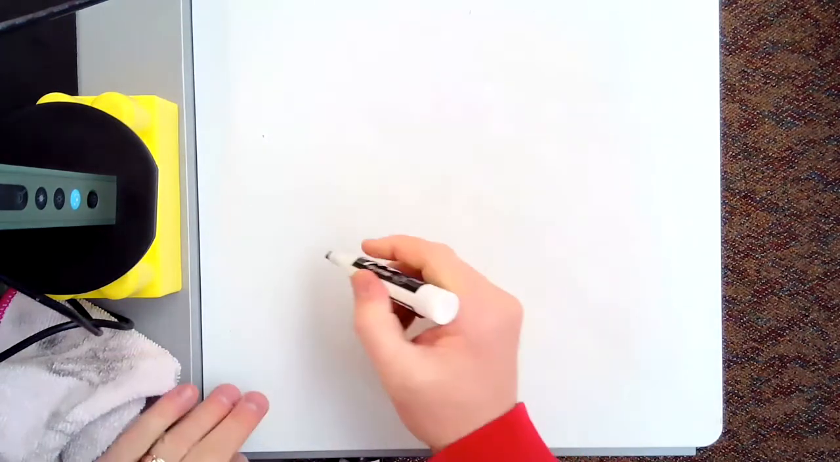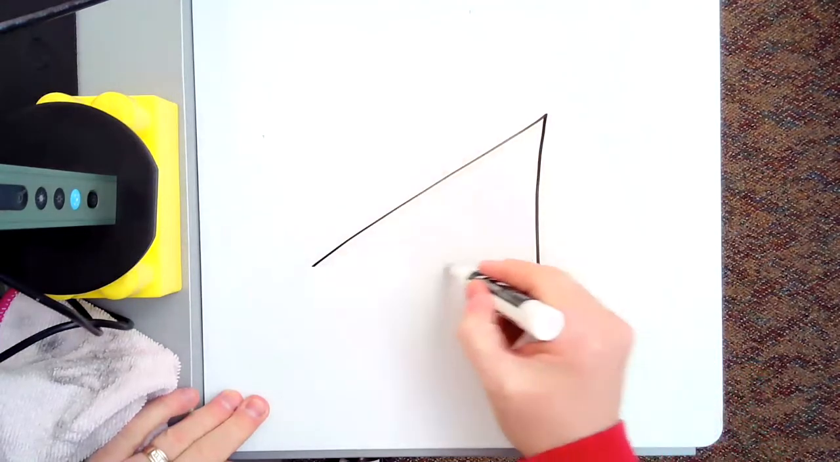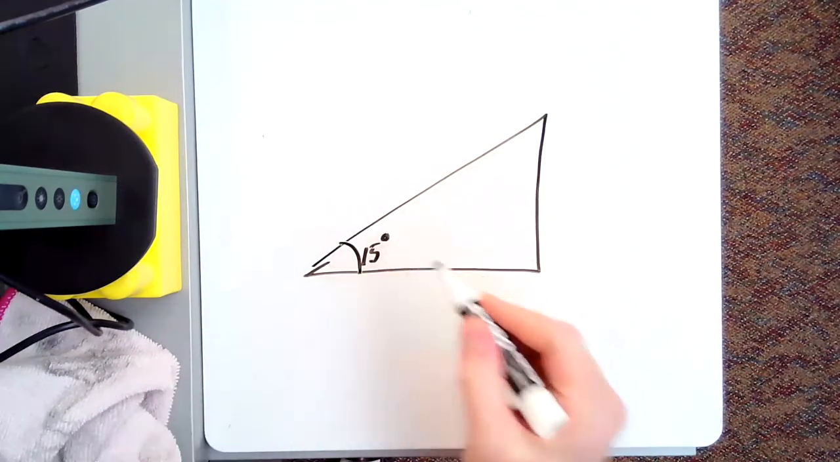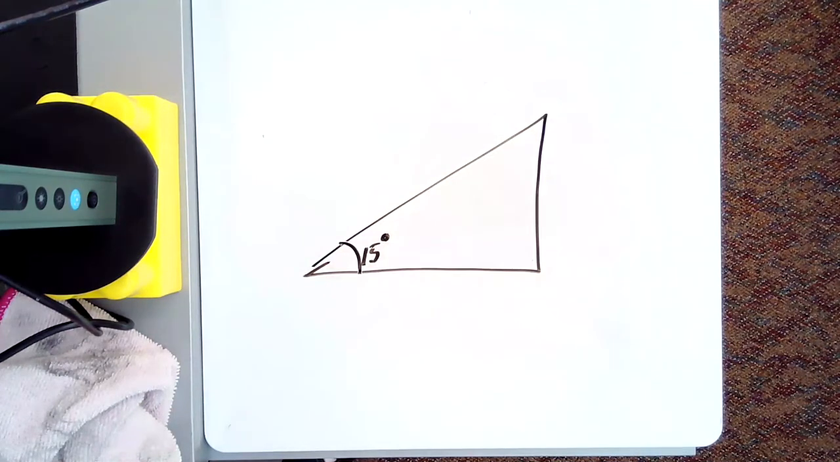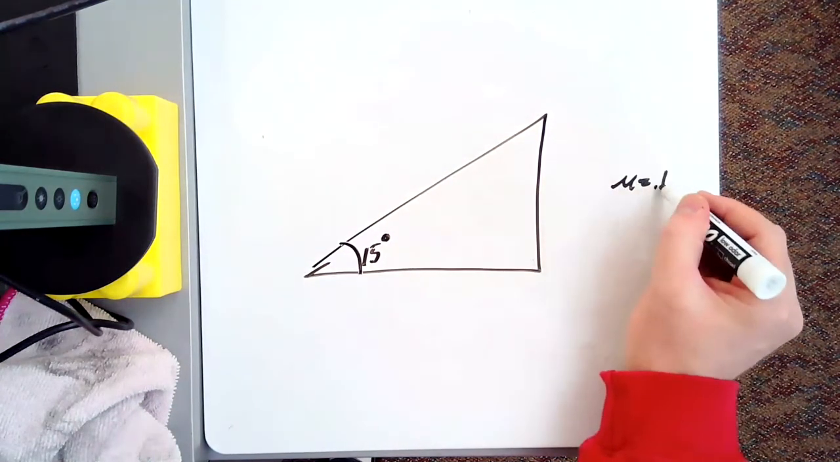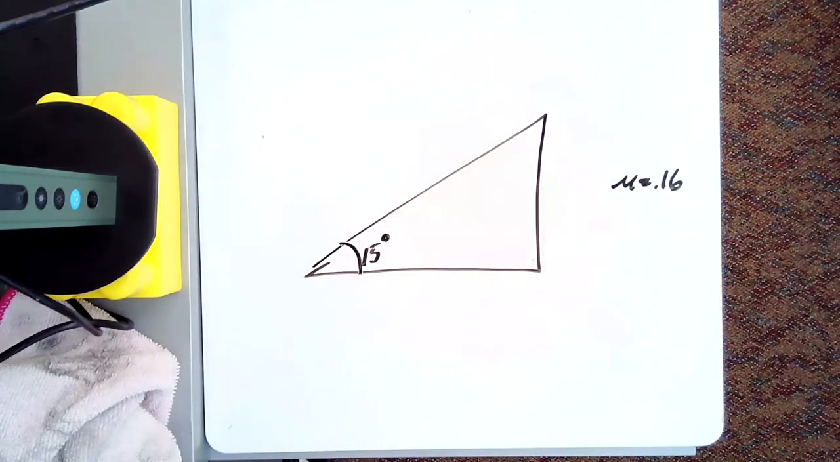5.9. A crate is pulled up a 15-degree inclined plane at constant velocity. If mu equals 0.16, what is the efficiency of the inclined plane? Wow. That was all we're given this time. We're not even given the forces this time. I have no idea what kind of weight we're lifting or whatever.